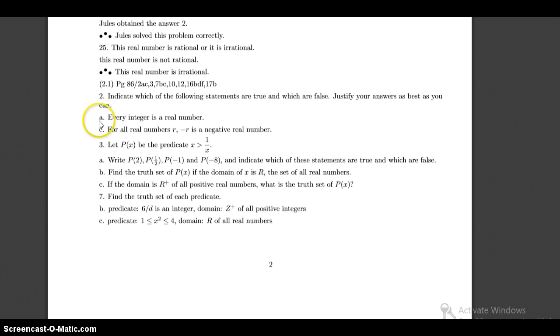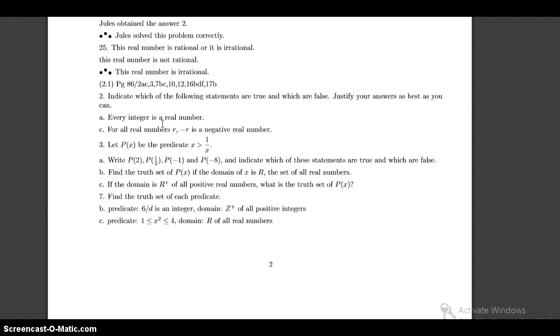So for example, part A, every integer is a real number. If you know the definition of integer and real number, you can determine if it's true or false. Integers are numbers such as 1, 2, 3, 4, 5, and so on, or go down 0, -1, -2, -3, -4, and so on. So these are integers.